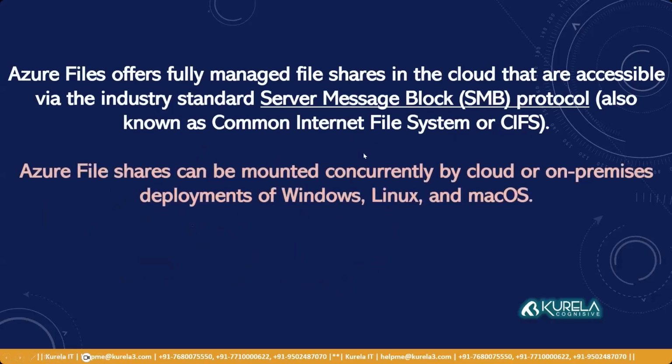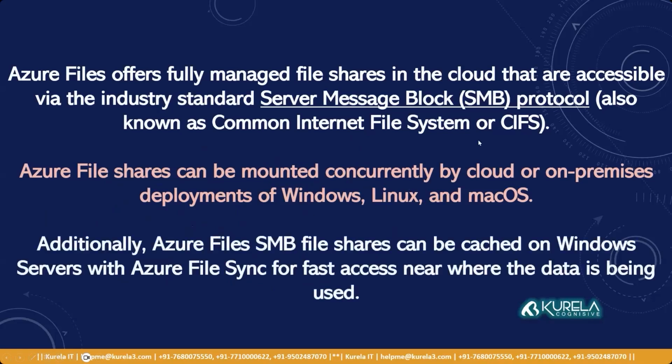They're all the same traditional NFS. Azure file shares can be mounted concurrently by cloud and on-premises, Windows, Linux, and Mac, because at the end of the day it is a CIFS file share. Additionally, Azure Files SMB file shares can be cached on Windows servers with Azure File Sync for fast access. So there is something called Azure File Sync. That's going to expedite the data transfer between your cloud servers and the file shares.